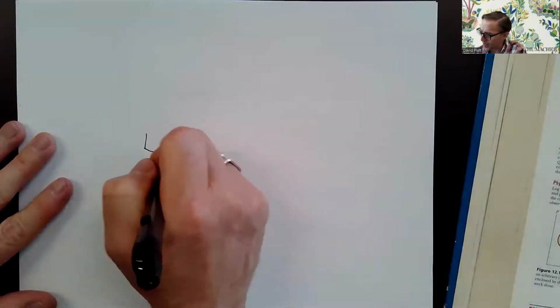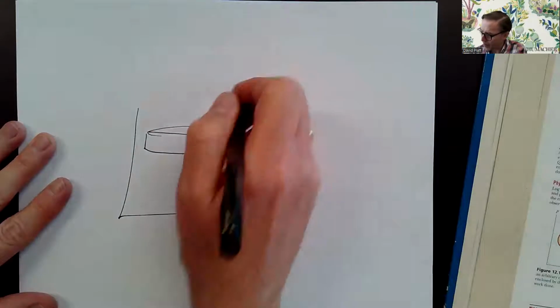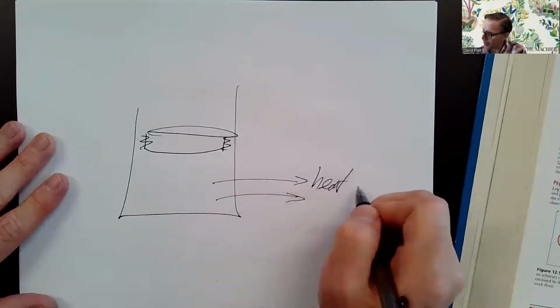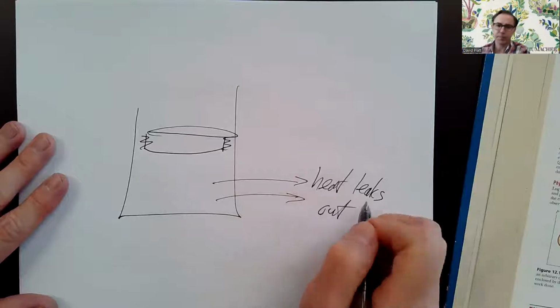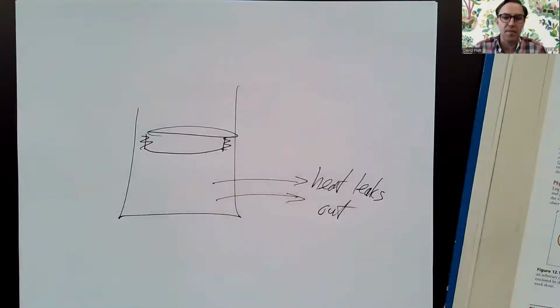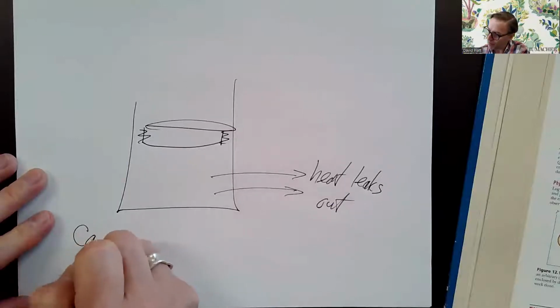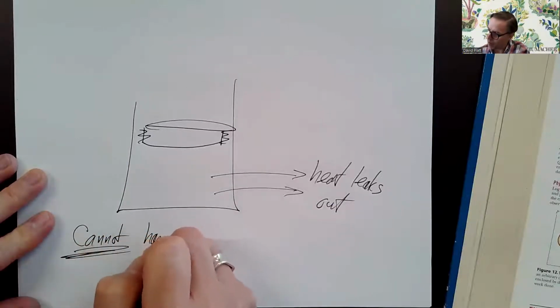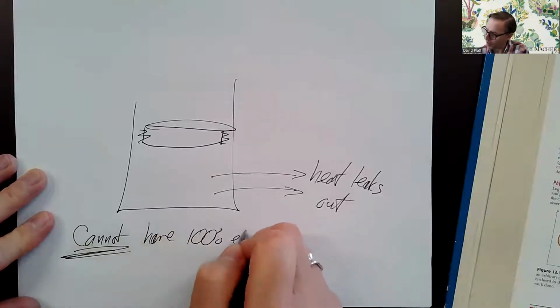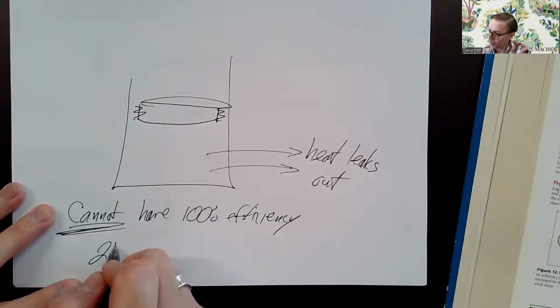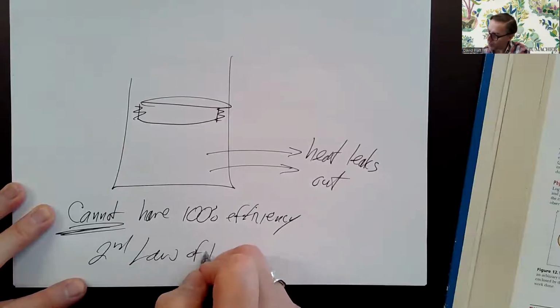Since when I have a hot thing, when I have this gas, there is always an environment, there's always going to be some heat that leaks out, which is called heat lost to the environment. Because that heat is never zero, I cannot have 100% efficiency. The efficiency must be less than 100%. Well, sometimes that is called the second law of thermodynamics.